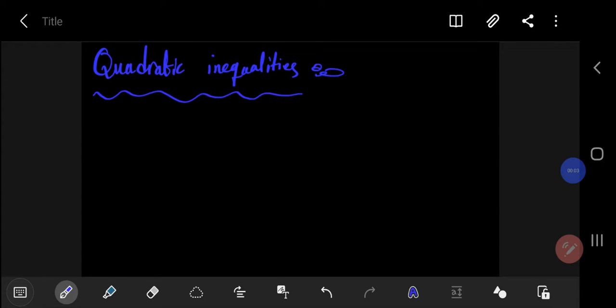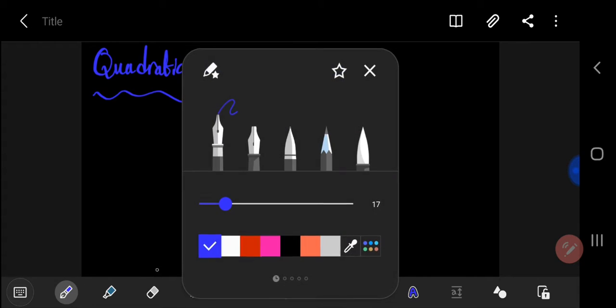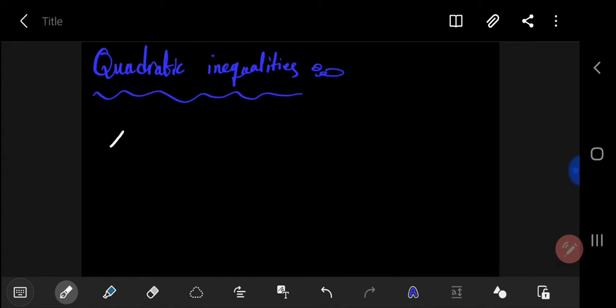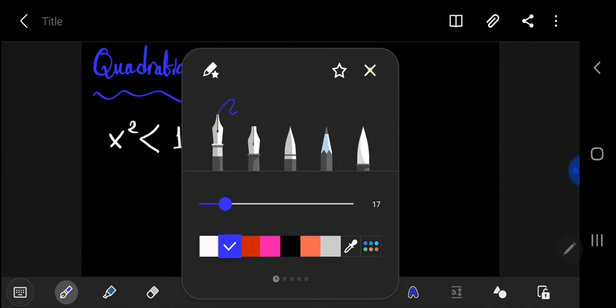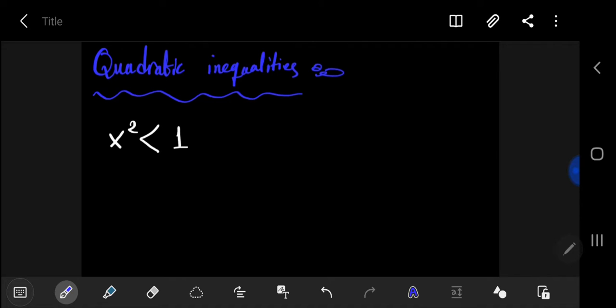Today we will take examples about quadratic inequalities. The first example says: if x squared is smaller than 1, find the values of x that satisfy this. The first thing I will do is move 1 from the right-hand side to the left-hand side.